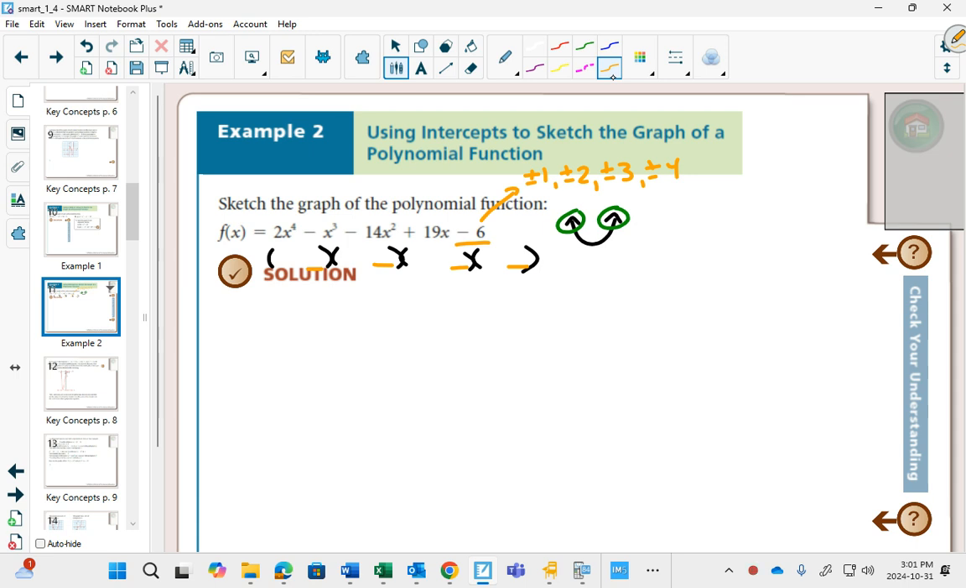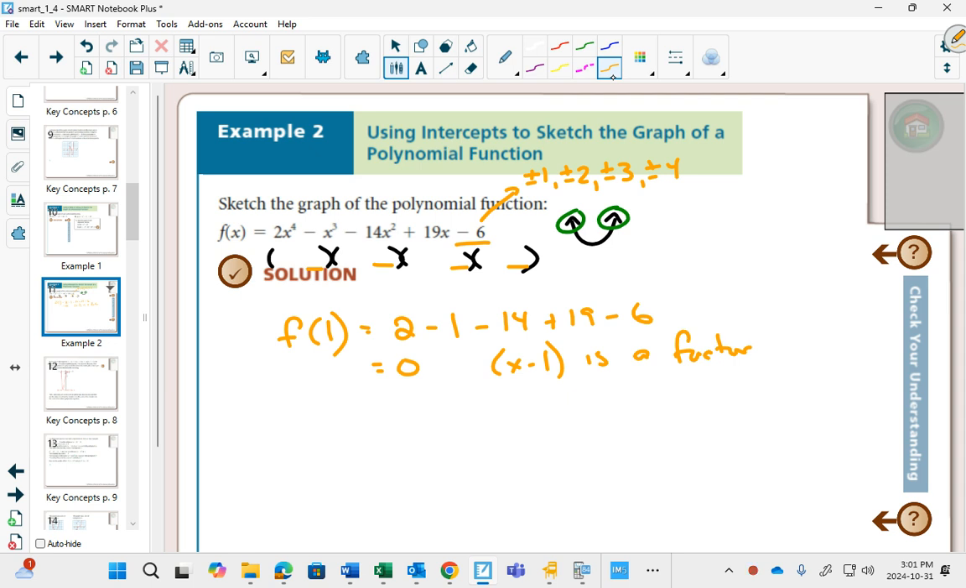I would use the remainder theorem with 1. So I would say I'm going to try f of 1. Since it's f of x, I don't have to say let p of x, because it's already labeled as f of x. And you would get 2 minus 1 minus 14 plus 19 minus 6. And it works out so nicely to 0. This tells us that x minus 1 is a factor.